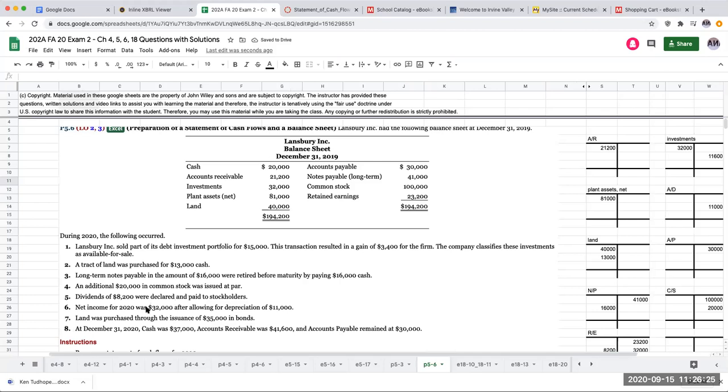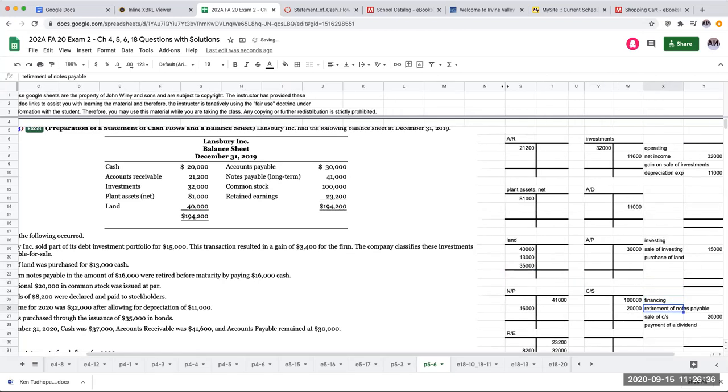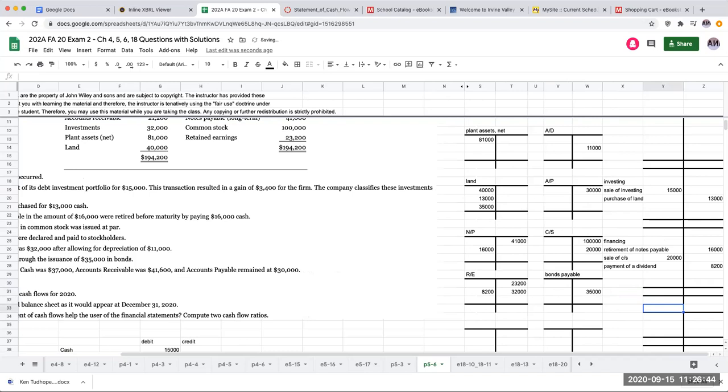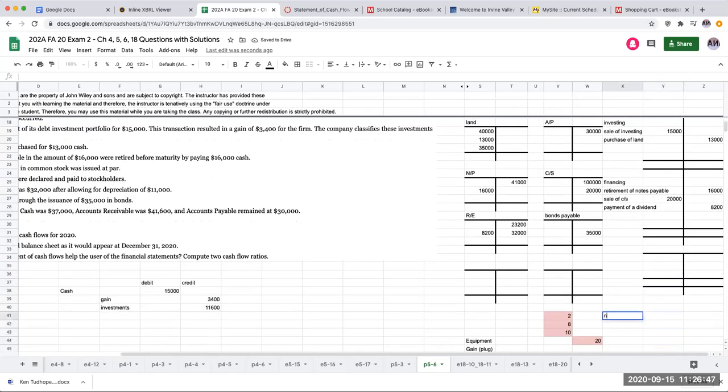Land was purchased for the issuance of $35,000 in bonds. So this is what we call a non-cash transaction. I would be debiting land and crediting bonds payable, for $35,000. And under my non-cash transactions, we acquired land for $35,000 by issuing a bond for $35,000.